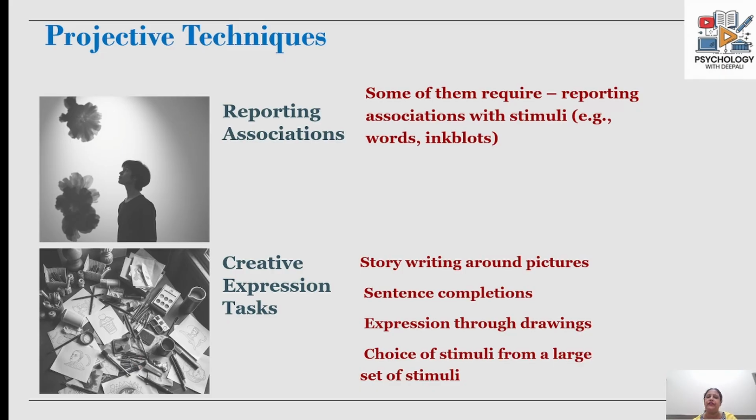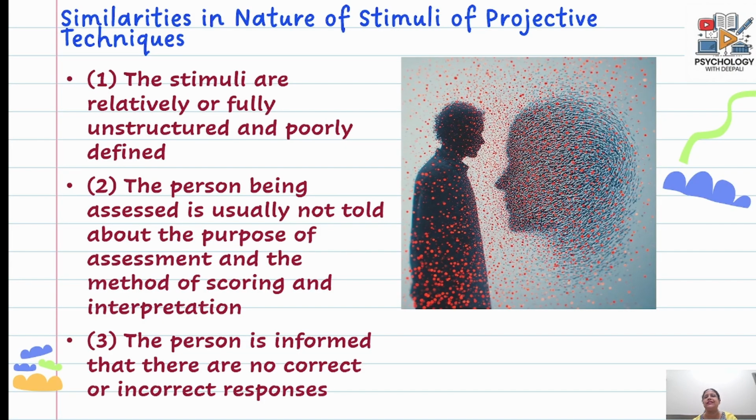And then all of these stimuli either are used individually or in a combination, so that we can have a better assessment of what the true personality of a person is. So, what are the similarities in all of these projective methods that we just talked about? First, the stimuli, whichever stimuli are used, are relatively unstructured or poorly defined, which means there is no clear-cut way of perceiving that stimulus.